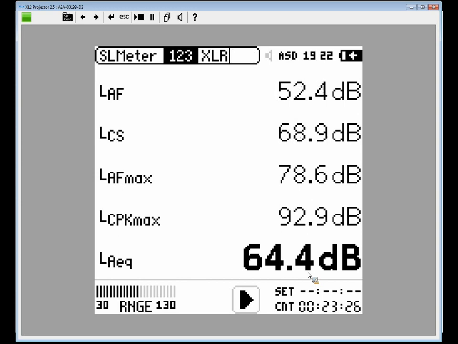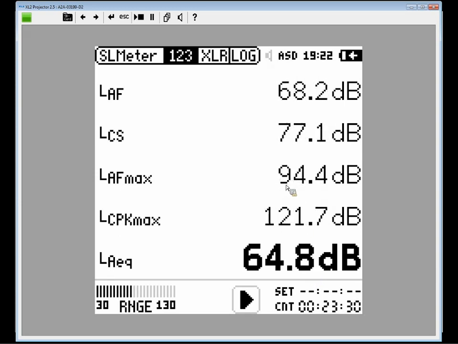So if I clap into my hand, you see immediately the LAF max and the LC peak max jumped up. Maybe you saw something here, but this is really hard to follow. And here the LAEQ was almost the same, so the impact of my clap was very secondary over this recording period. You see that down here, over 20 minutes.